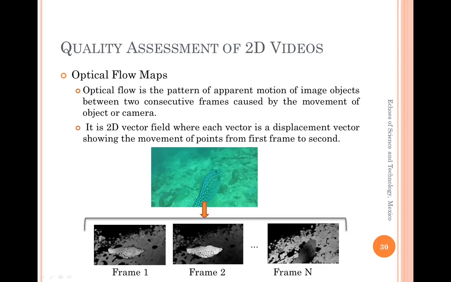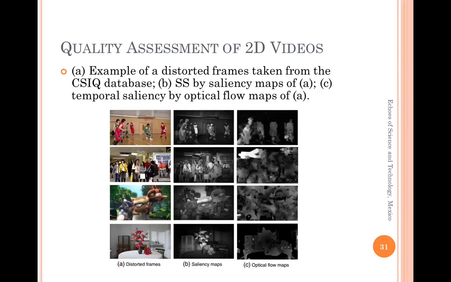If the pixels in the optical flow maps are bright, it means that the object is near to the camera. The optical flow of the first frame is always a blank frame because the first frame does not show any movement. But if we compare the first frame with the second frame, it represents a 2D vector field of motion vectors that represent the motion from the first frame to the second frame. So this image shows a complete example of spatial saliency maps and temporal saliency maps.